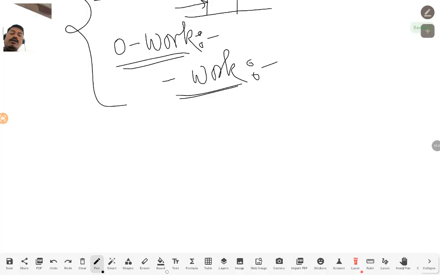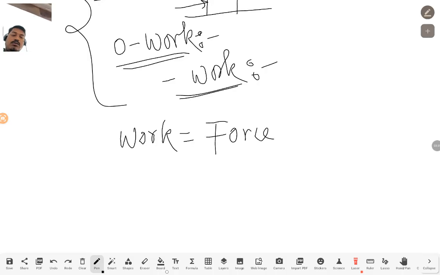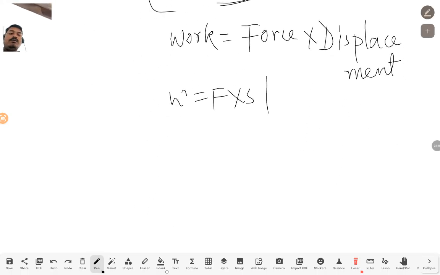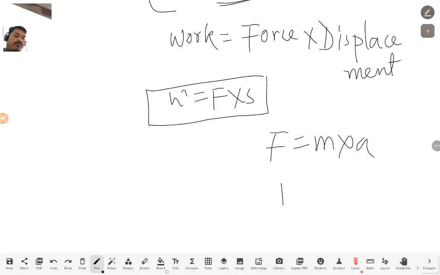Now, how to represent work done mathematically? We can say that work is equal to the product of force and displacement. We can write W equal to F into S. It becomes the main formula. Now we know that force equals mass into acceleration. Force equals mass into acceleration due to gravity.